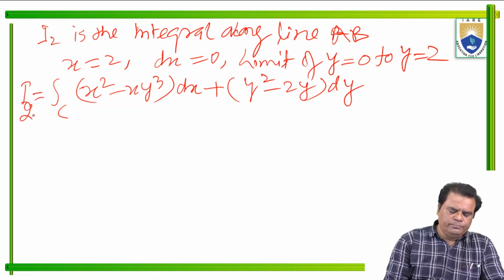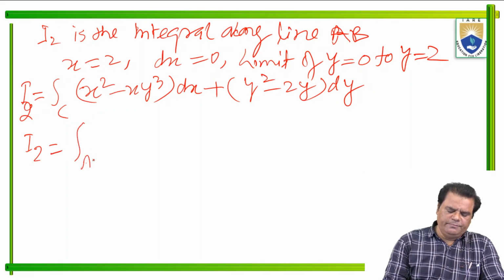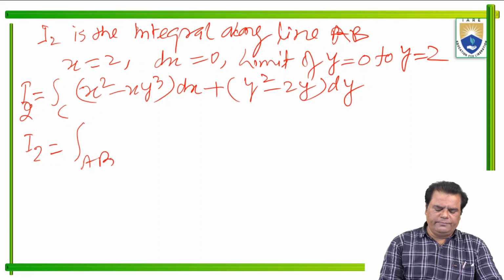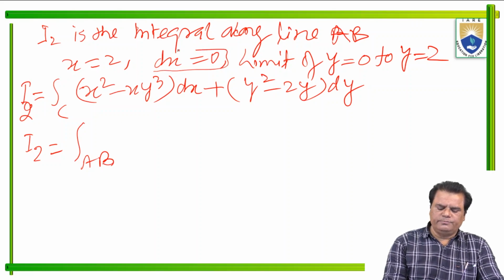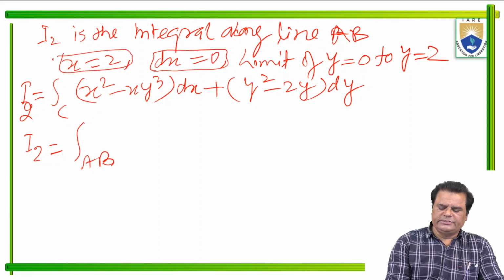This is the integral given in our question. This is I2. So I2 is equal to the integral along AB. X is 2, so dx is 0.